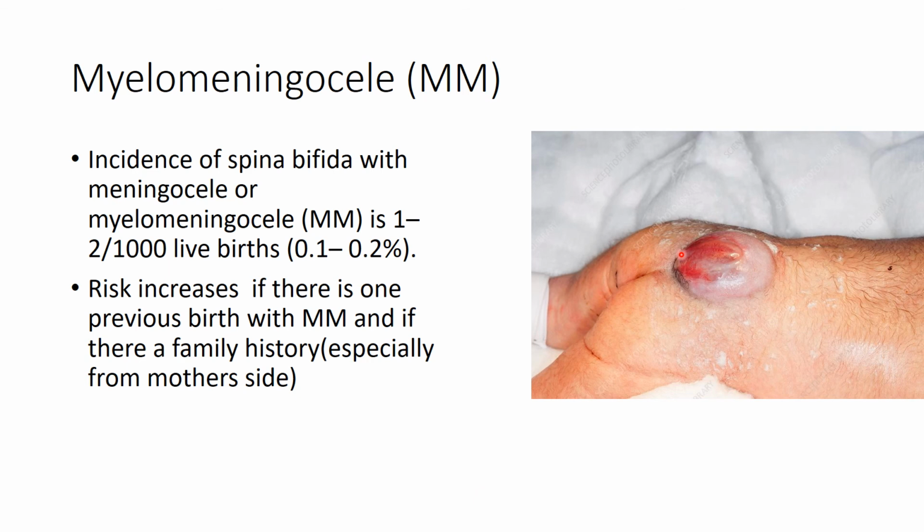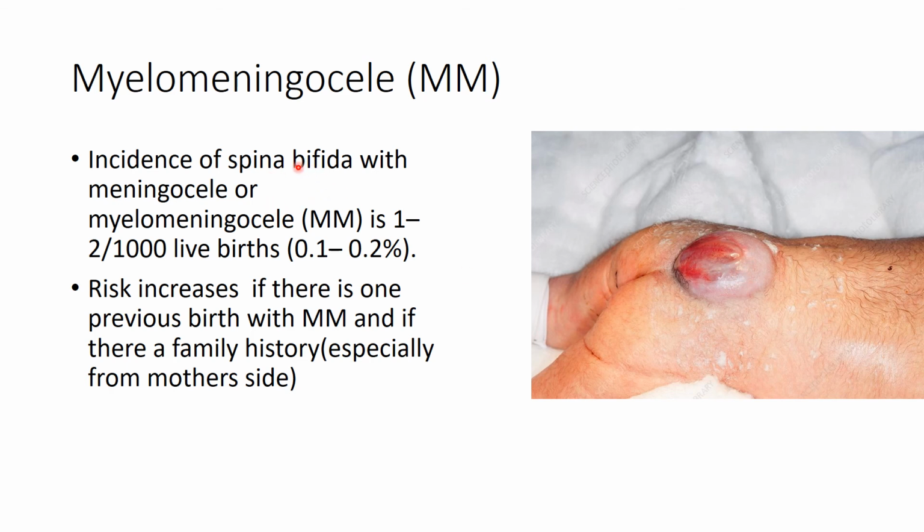Myelomeningocele, so this is a baby with a myelomeningocele. This is a dura, with an overlying very thin layer of skin. And inside we can see this white thing over there, which is most likely neural elements.